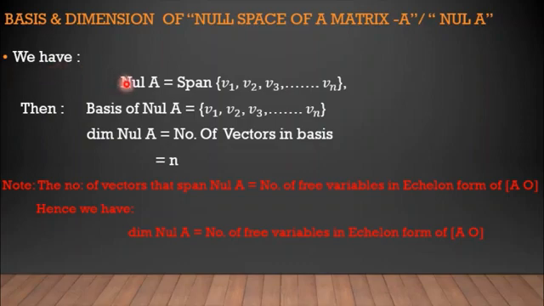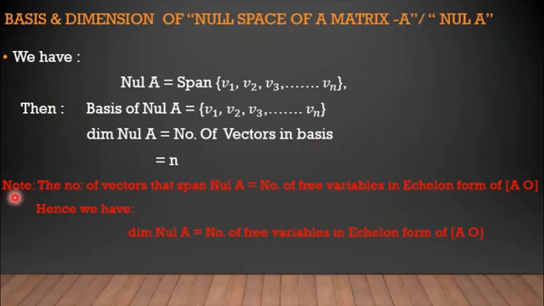So here we have, as we observed in the previous problems and definition, null A is equal to span of some given vectors, say n vectors. Then the basis of null A will be equal to the set of these vectors, and the dimension of null A is nothing but the number of vectors in its basis. Previously, we found a basis for the null space, and now after finding the basis for the null space, we can find the dimension, because dimension is nothing but the number of vectors in any of the bases of a vector space. Here also, the dimension of null A is nothing but the number of vectors in its basis, that is equal to n here.